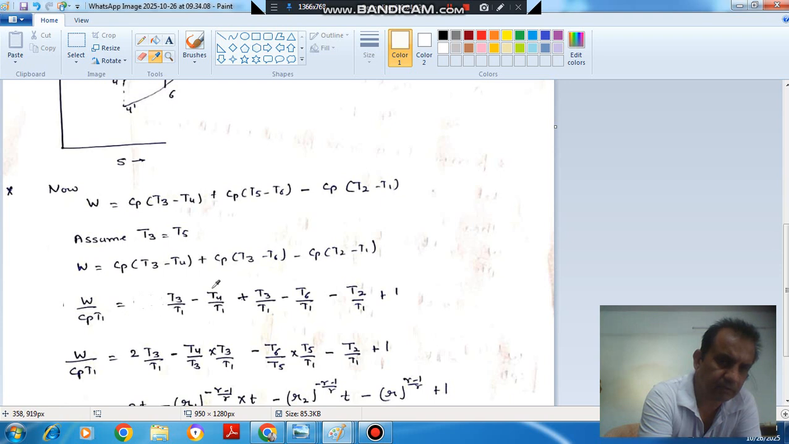and this will be T3 by T1, and this will be T4 by T1, this will be T3 by T1, this will be T6 by T1, this will be T2 by T1, and this will be 1.